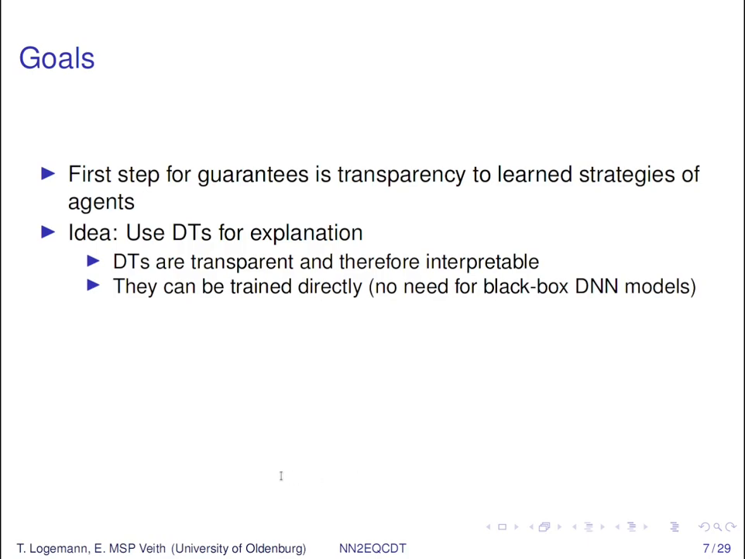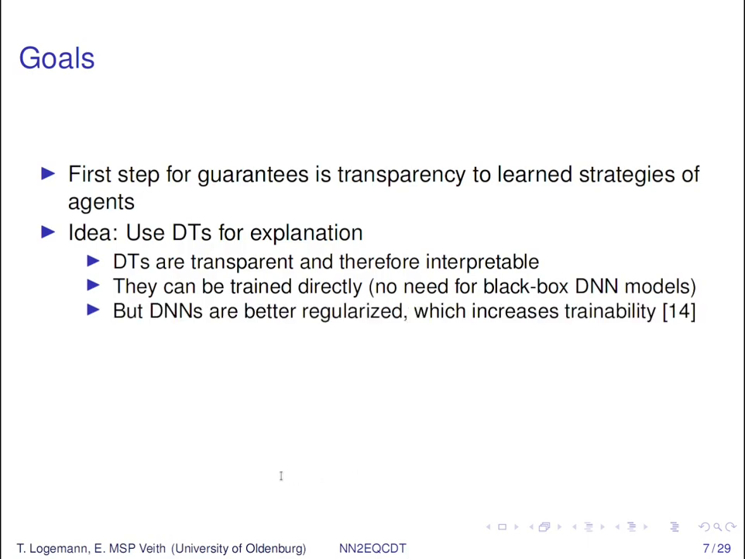But we don't train them directly because DNNs are better regularized, which increases trainability, and the DRL algorithms are constructed for DNN models. A high trainability is particularly relevant when sampling efficiency is required, as in the training of DRL models, where there may be long trajectories that need to be calculated by computation-intensive simulations.